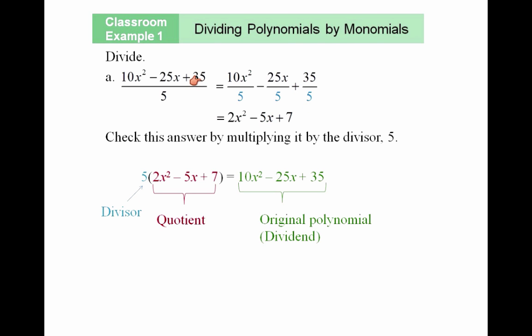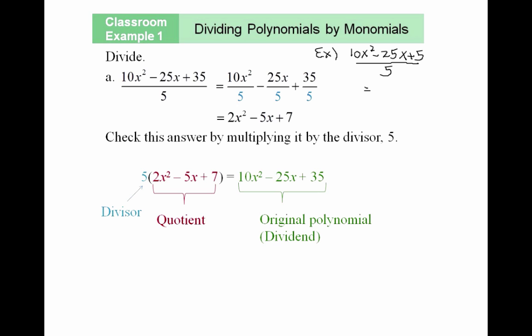Now, if I had 5 here instead of 35, I'm going to write this down because I've seen this mistake many times by my students. So I'm going to give you another example here on the side. If I had 10x squared minus 25x plus 5, instead of 35, if I had 5. This is another example.